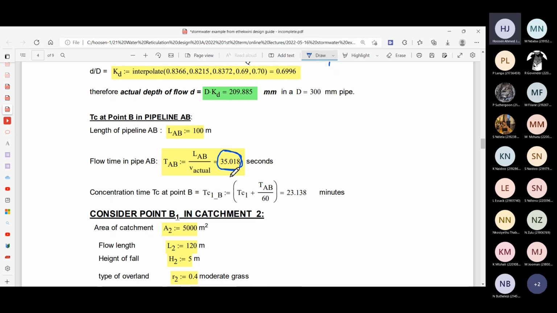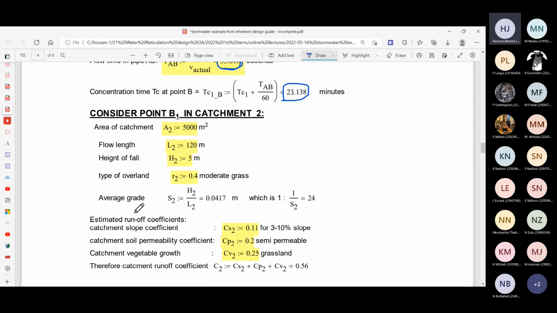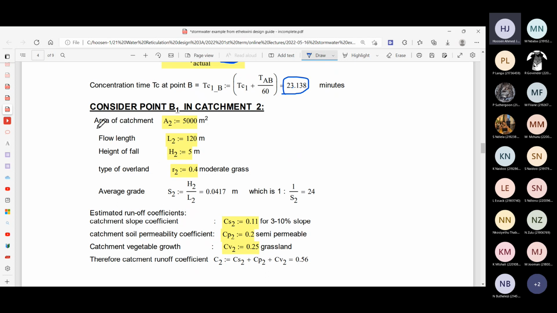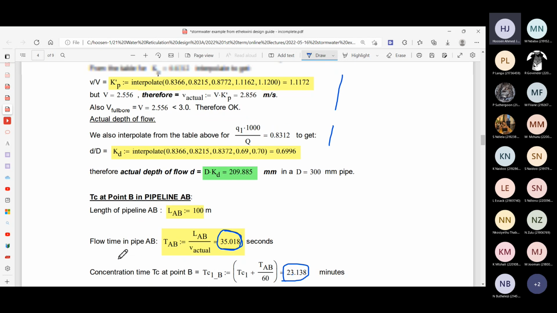That's 35 seconds, so about half a minute. So that's what you get. And that's how I arrived at the final concentration time of 23.128 minutes. Okay, so this is just the first pipeline. I see the time is at 11:57. I know you have a lecture after this. So I'll continue with this discussion in Wednesday's lecture. We'll then go ahead and consider the remaining portions.